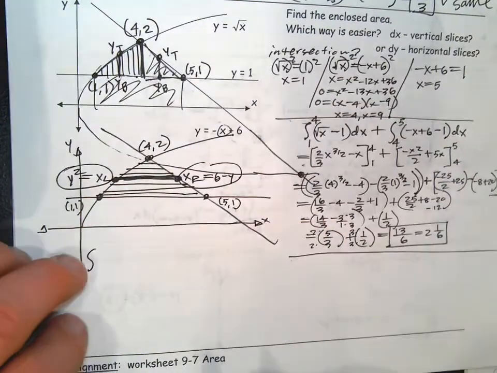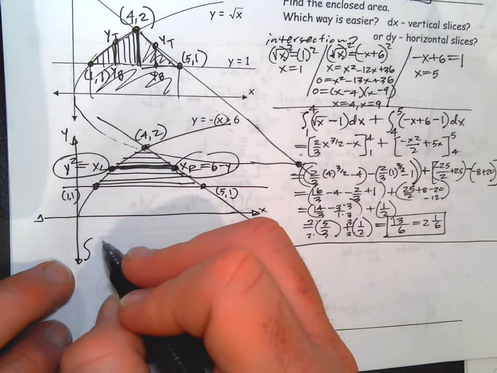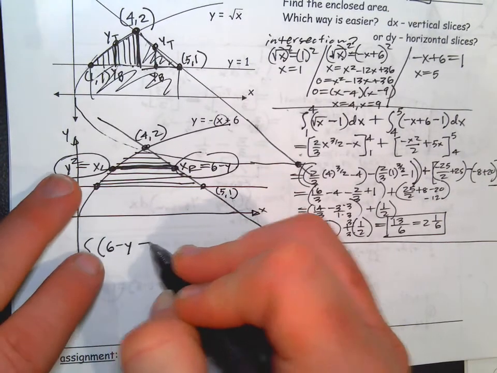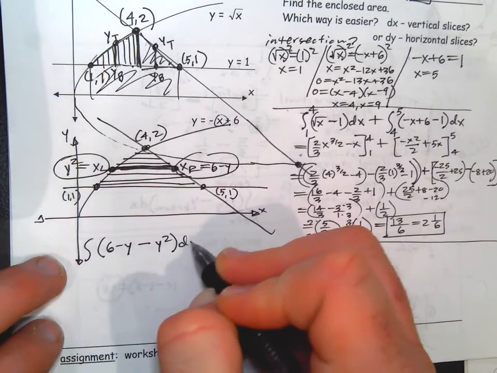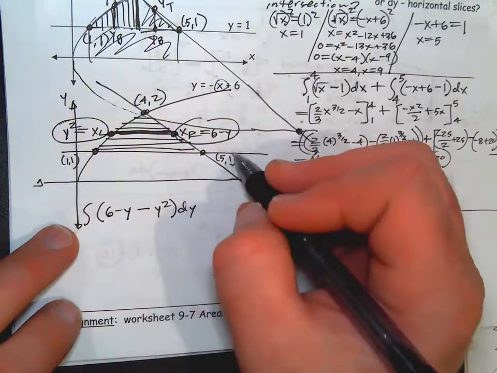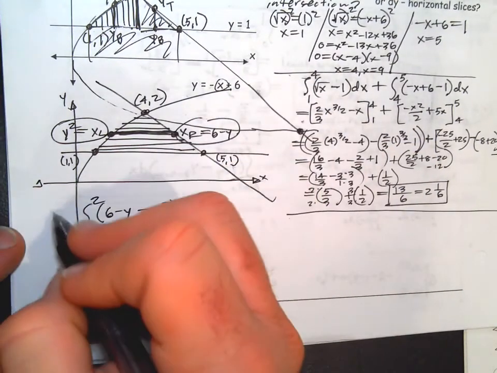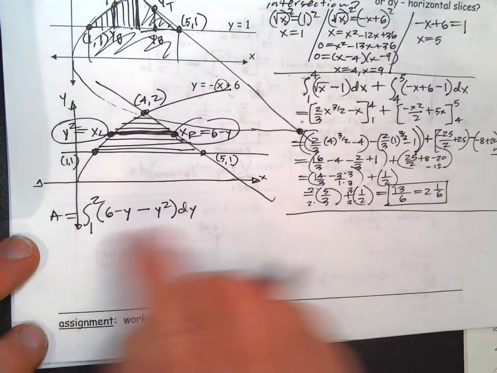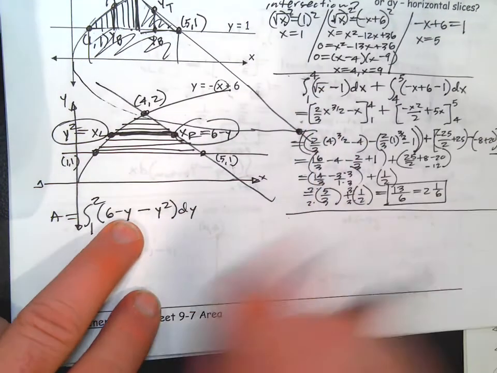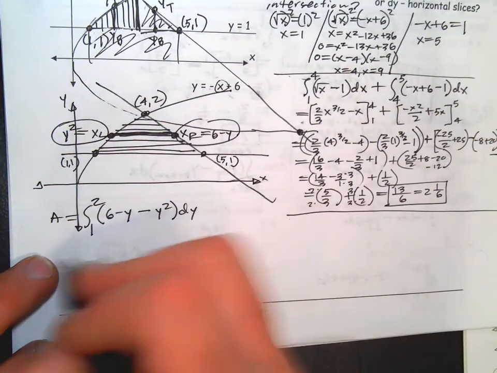So, I mean, there's that little extra work. But now it's going to be x right minus x left. And x right is 6 minus y, and x left is y squared. We're going to integrate with respect to y. Our limits are bottom to top, so the lowest y coordinate is 1, the highest y coordinate is 2. This right here is going to give us the same answer as all of that right there. And by the way, that had harder antiderivatives, I think. I feel like these antiderivatives are going to be easier.